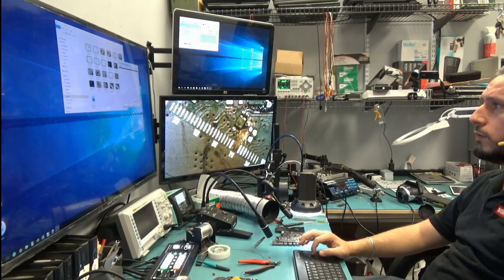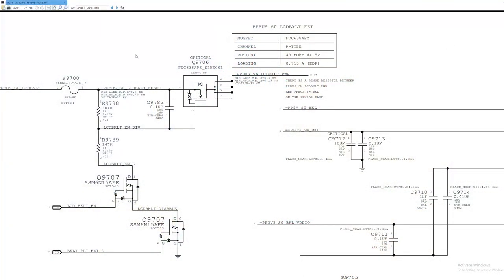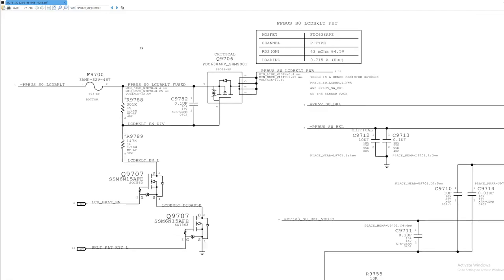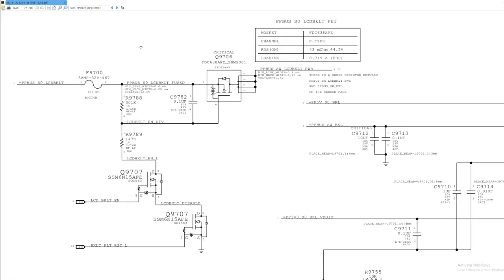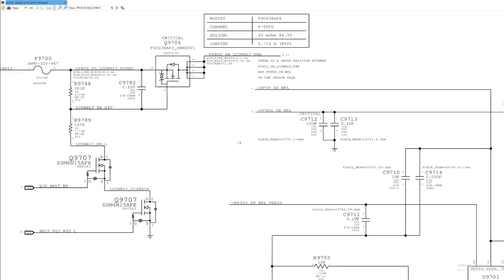Okay, so let's go over what we did so far. What we know is the customer brought in the computer, no backlight on the screen. We are trying to troubleshoot the backlight circuit. We discovered that there's water damage on the board. The first thing we checked for was the fuse, and the fuse was blown. We replaced the fuse. It blew again because something else is causing the fuse to blow.